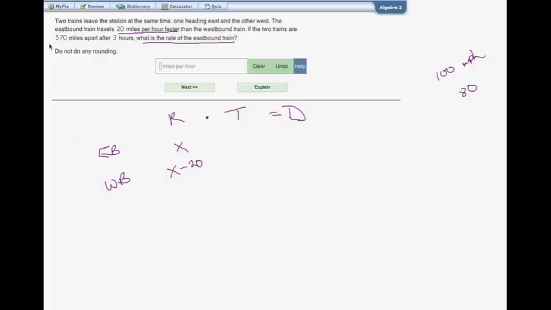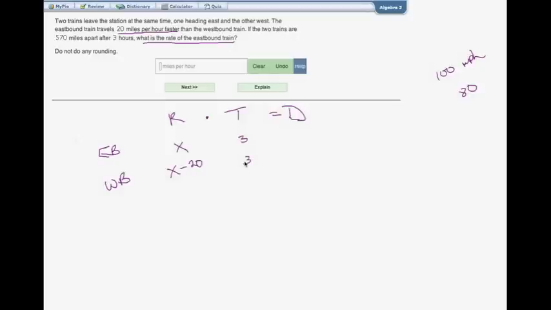What do we know about the time? They leave at the same time, and then the last sentence says, if the two trains are 570 miles apart after 3 hours. That means they both have traveled for exactly 3 hours.